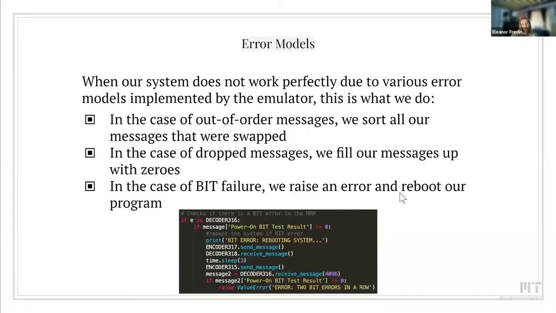So basically, for the files that ran through the emulator, we encountered many various errors that would occur with real flight paths and radar errors. For example, in the case of out of order messages, we would solve this issue by sorting all of our messages that were swapped, so we wouldn't plot data in the wrong places. Next, in the case of dropped messages, all we would do is simply fill up our dropped messages with zeros, since we have no idea what values would be sent.